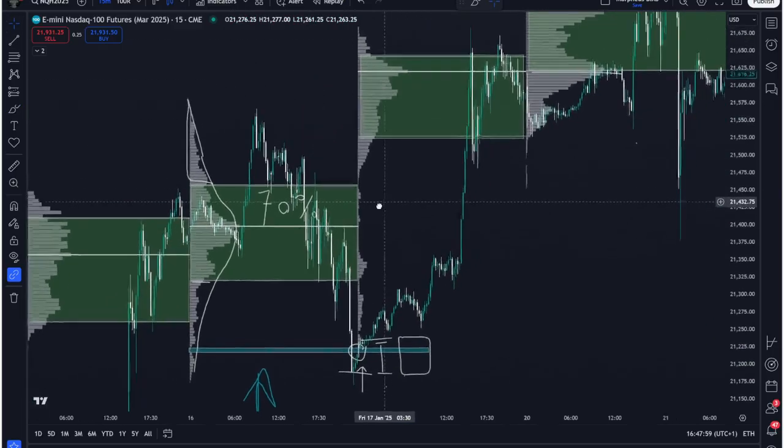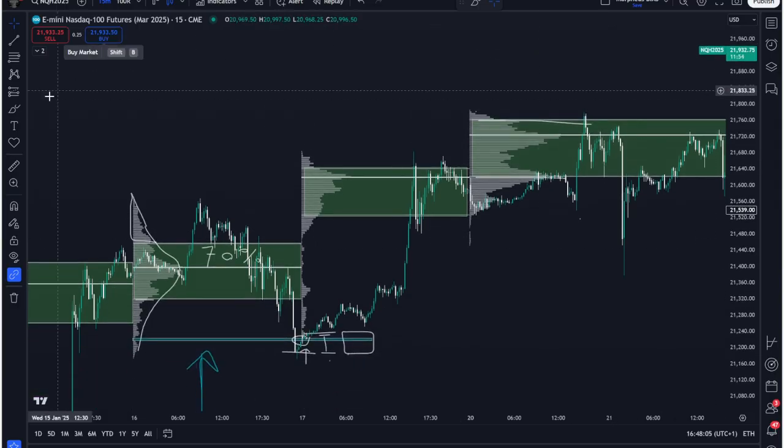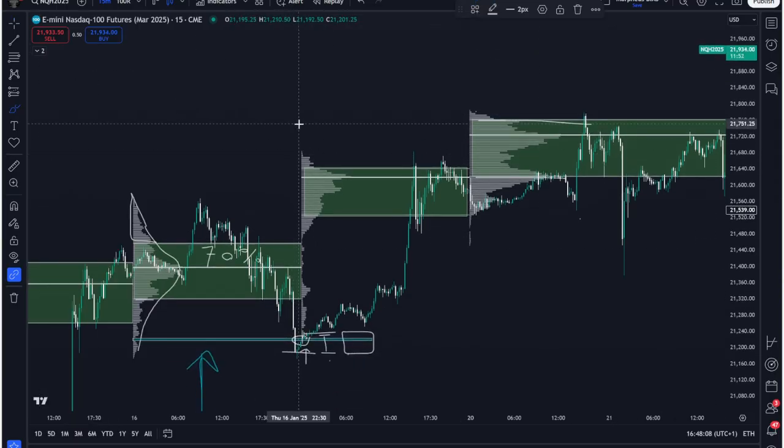In the following session that you can see here, we have a profile that is not balanced. This profile is called a P-shape. And why is it called a P-shape? Because the majority of the volume is on the upper part. So we have 70% volume here. Okay?